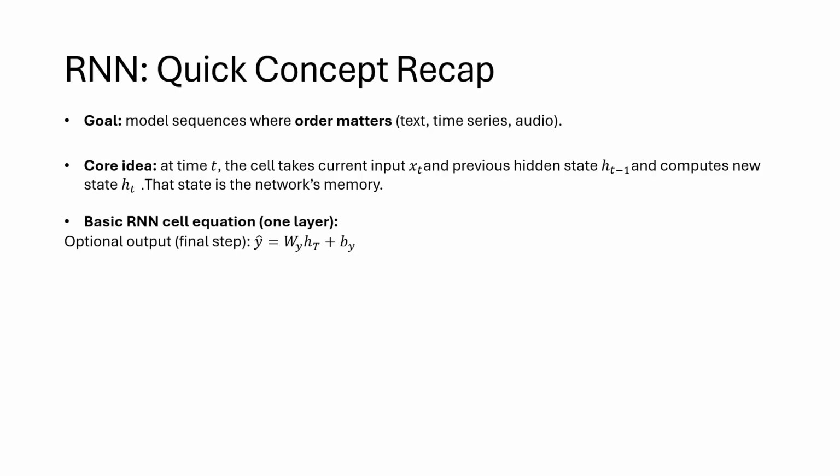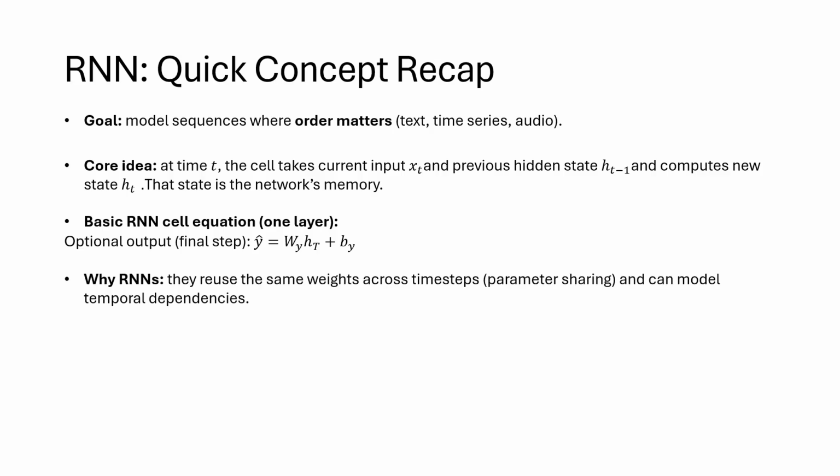The basic RNN cell equation: if we have a one layer network, we have the output, which is optional, with this formula: the weight times the last hidden state plus the bias.